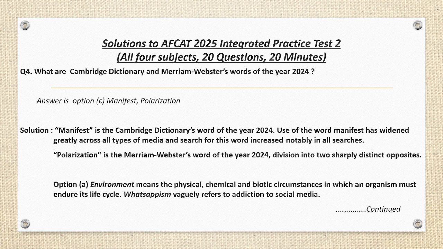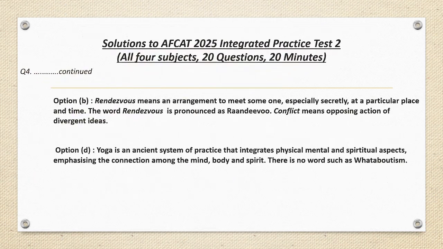And then environment is the physical, chemical, and biotic circumstances in which any organism, including us, should endure its life. So these two are not the words selected by Cambridge and Merriam-Webster, but manifest and polarization are. And let us see what are the other options also. That is, let us learn the meanings of the other options.